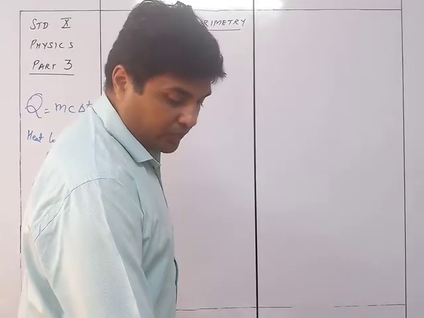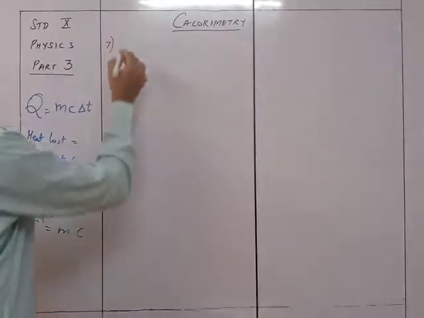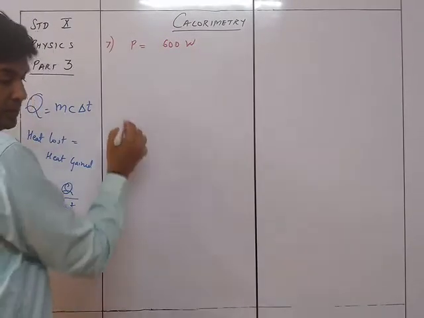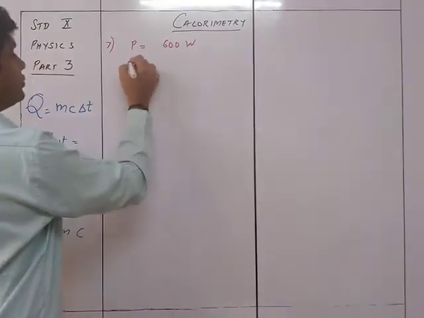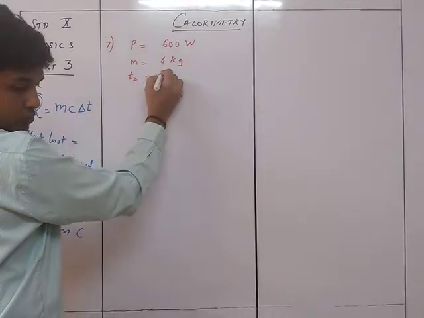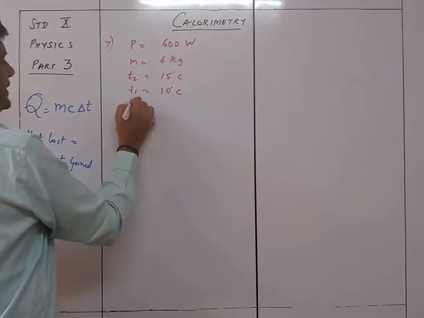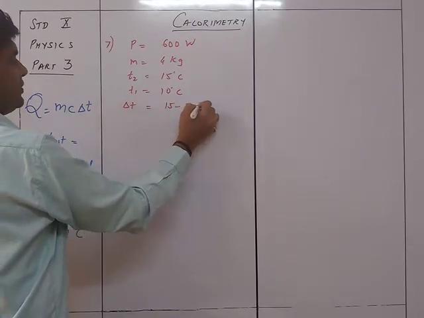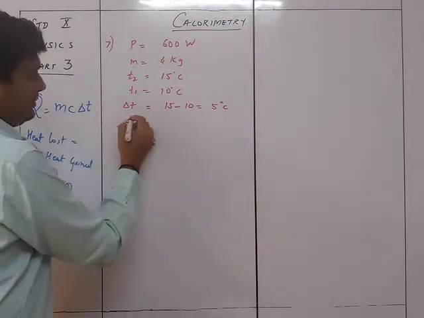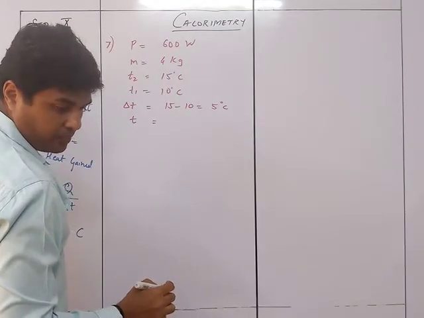So first of all, let's write the data first and then we'll talk about it. Power is equal to 600 watt, mass is equal to 4 kg, T2 is equal to 15 degrees Celsius and T1 is equal to 10 degrees Celsius. So delta T is equal to 15 minus 10, which is 5 degrees Celsius. The time T is given to you as 100 seconds.